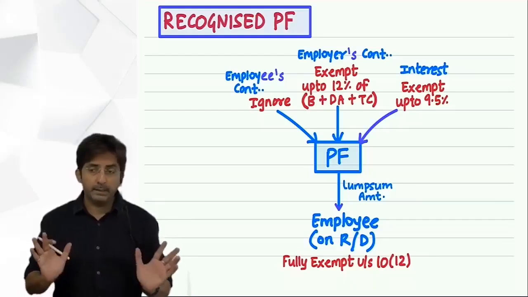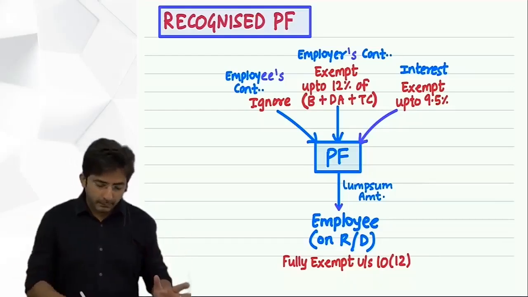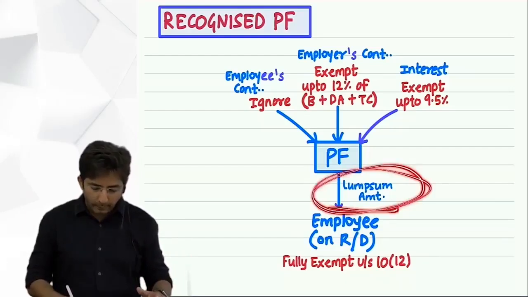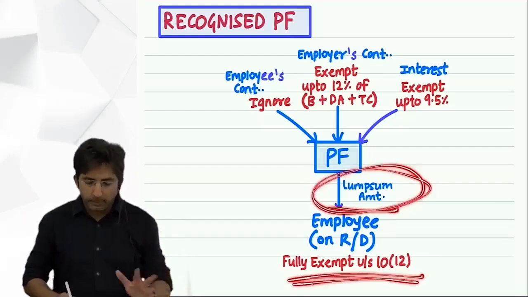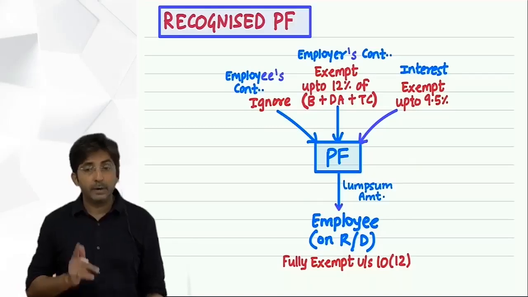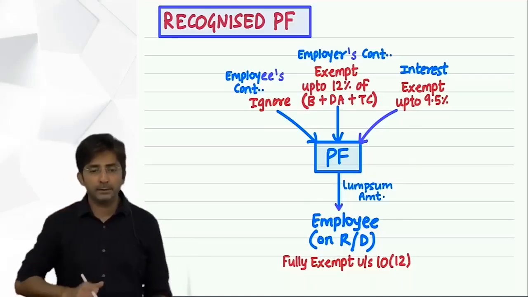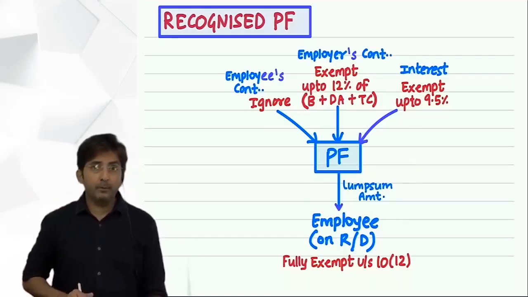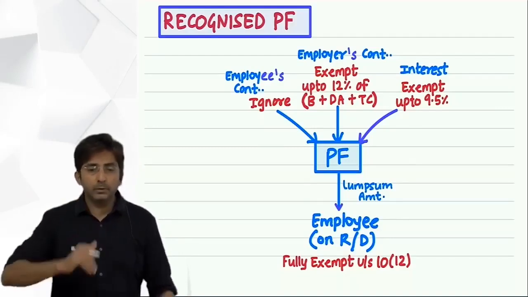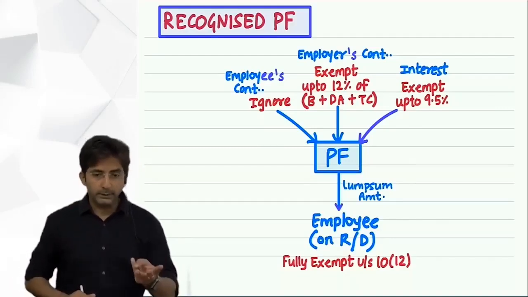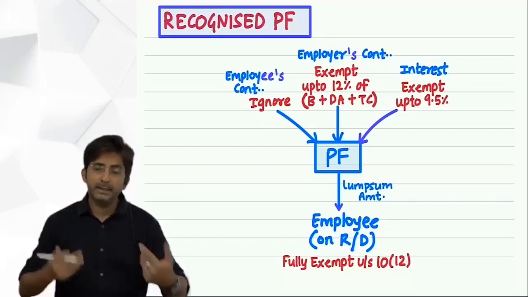If you rendered service of minimum 5 years, then whatever lump sum amount you get on retirement or death will be completely exempt, provided you work for minimum 5 years. So tell me, what if an employee retires in 3 years only? He worked for 3 years, and after completing 3 years he retired.